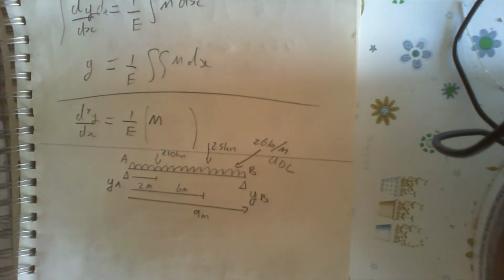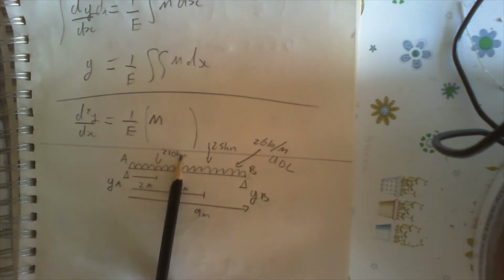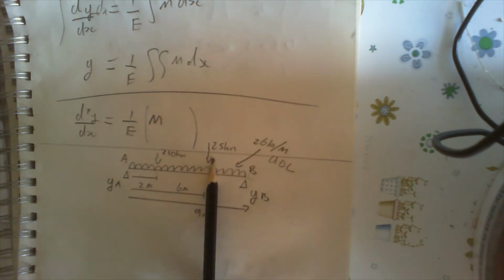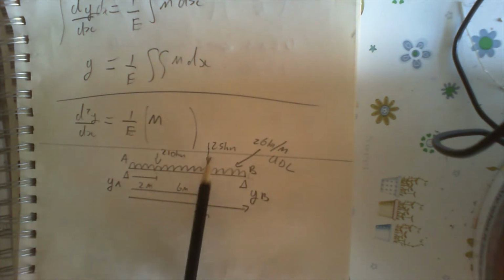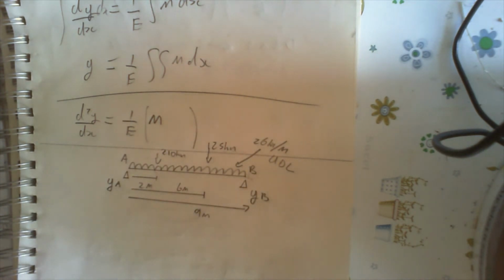Right, I hope you can see that there. We've got a beam that's 9 metres long. At 2 metres we have a 210 kilonewton point force. At 6 metres we've got a 125 kilonewton force, and right along the beam we've got a UDL at 26 kilonewtons per metre.